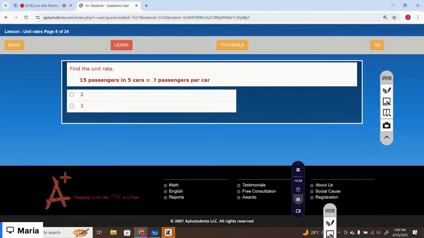15 passengers in 5 cars. So which is the correct option? 5 times 3 is 15. So that means 3 passengers per car. Option number 2 is the correct option. Okay, you can complete the lesson by yourself today. Let's just move on to the next lesson.